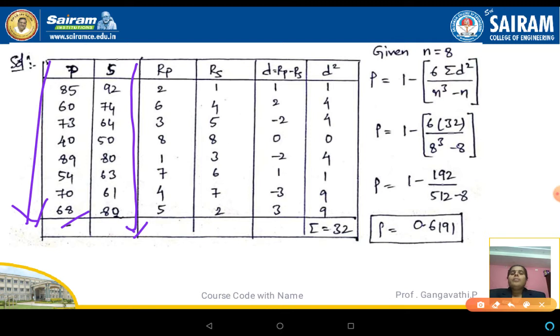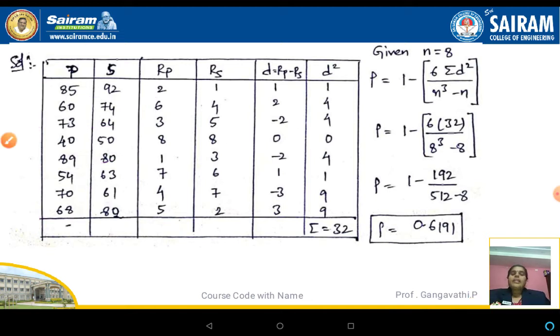When you look at the PUC marks obtained by the 8 students, the highest mark is 89, so it takes the first rank. Next comes 85, which takes the second rank. And next comes 73, which takes the third rank. Likewise, we are going to allocate ranks for all the marks obtained by the students in PUC. Similarly, let us allocate the rank for the 10th marks also, that is SSLC marks.